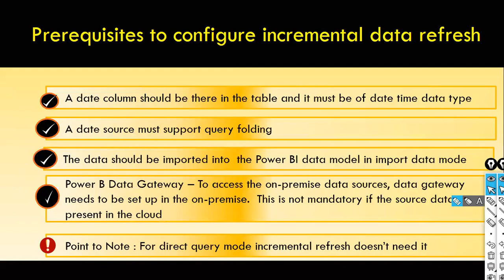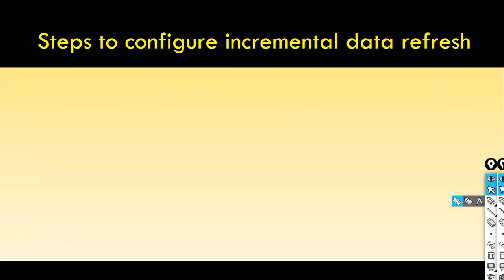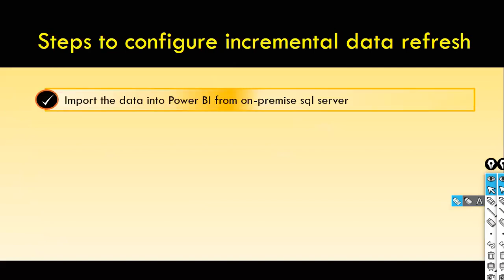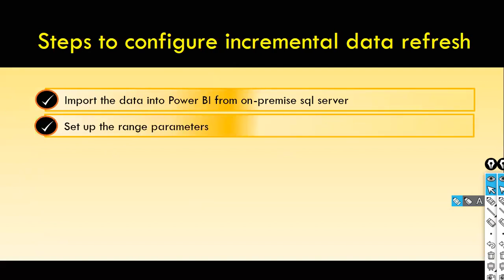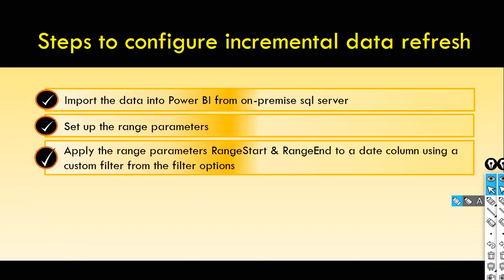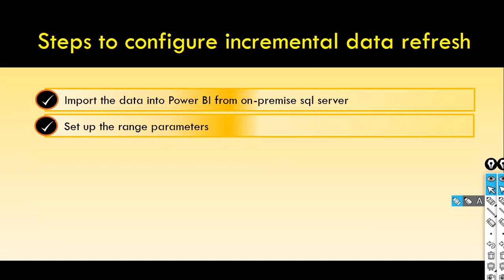And what are the steps? Now we understood the prerequisites. How do I go ahead and create the incremental data? How do I configure it? First you need to import the data into Power BI from on-premise SQL server. Then the second step, set up the range parameters. There's something called RangeStart and RangeEnd. It is case sensitive. You need to create these two parameters, without which you cannot define the incremental refresh policy. Okay, you are done with creating two parameters.